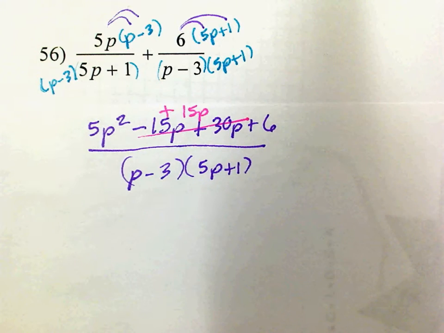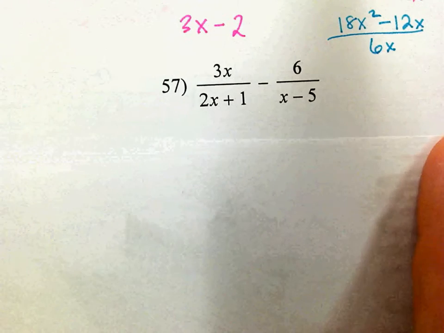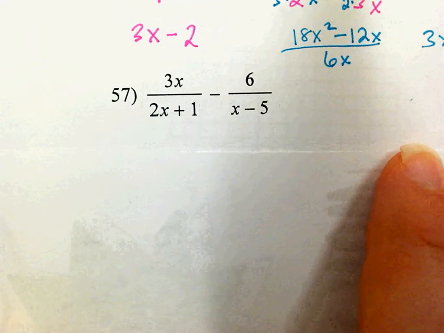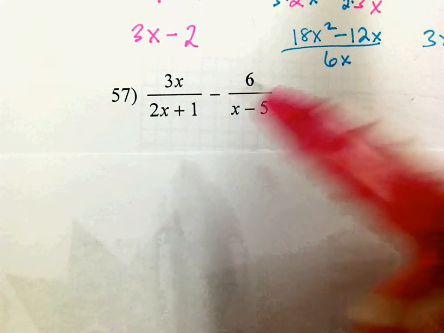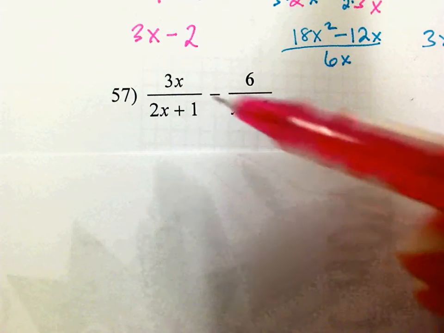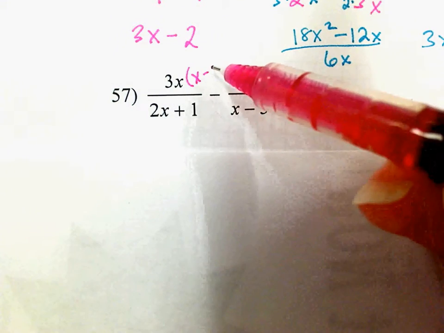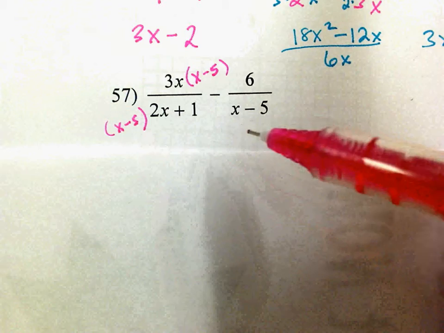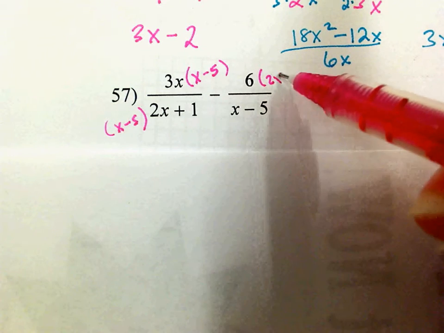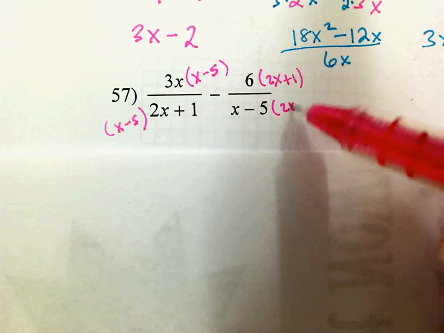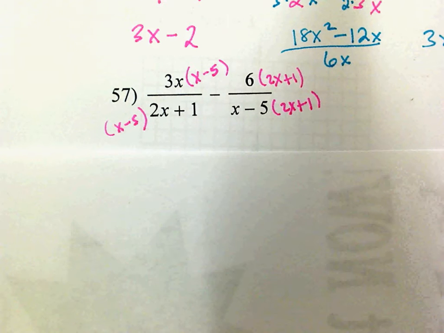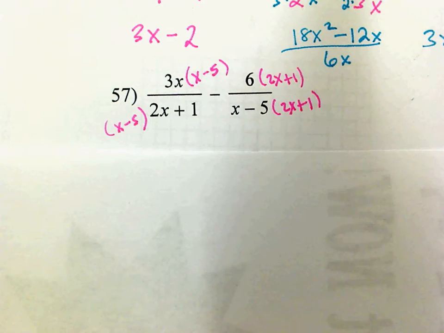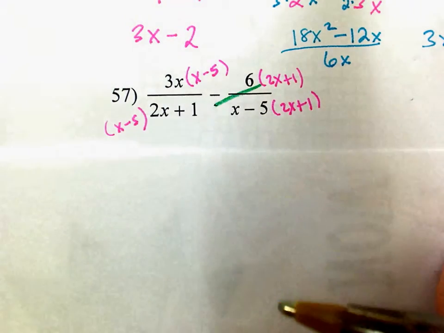Okay, so what do I need to do with 57? Right. Do they have a common denominator? So we multiply by each other. Okay, and then on this side I need 2x plus 1. How is this problem slightly different from the last one? It's subtraction. What do you have to remember to do? Alright. You have to distribute that negative 6, not just a 6.